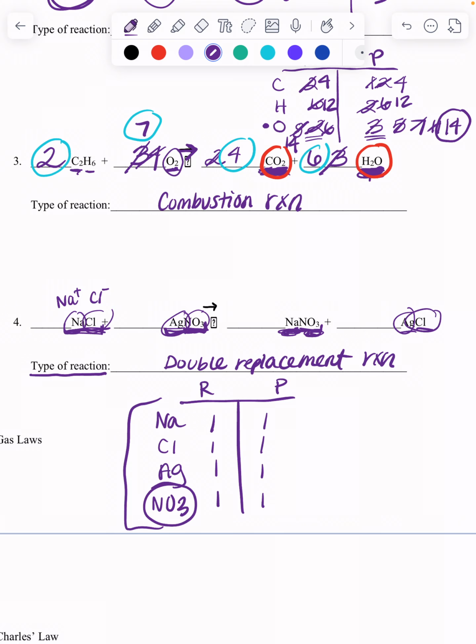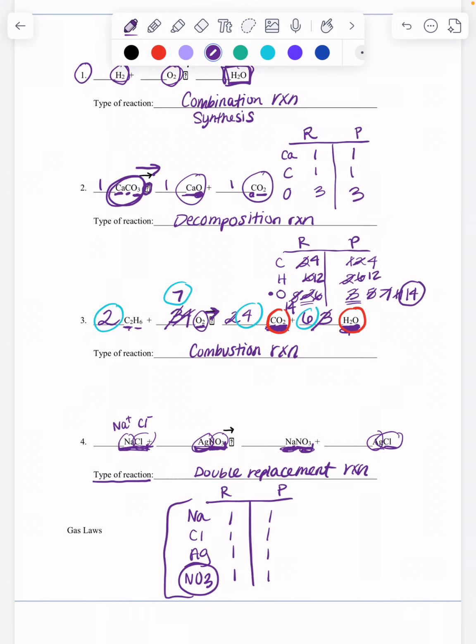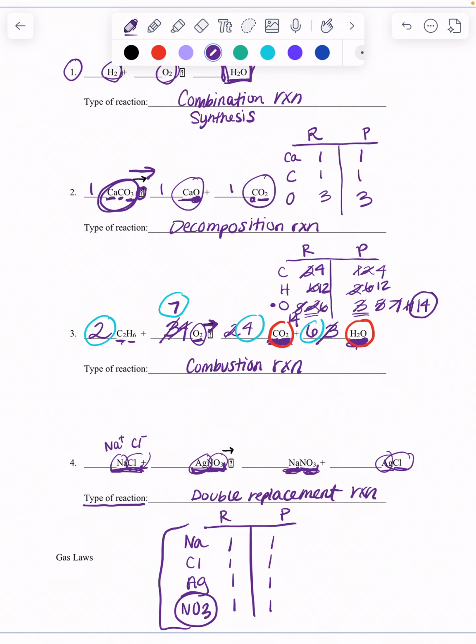Two new ones. Yeah. So, again, all of these answers are on Blackboard, but I hope this was beneficial going through it. Just take your time and practice.